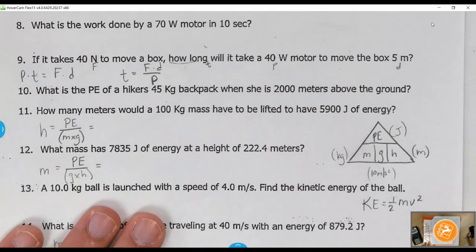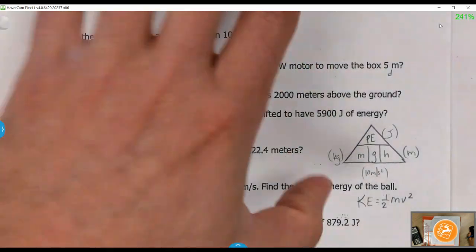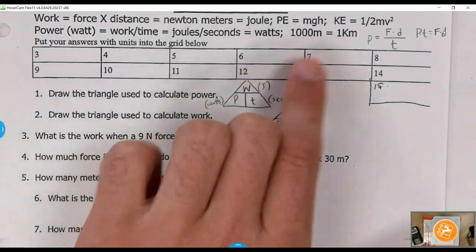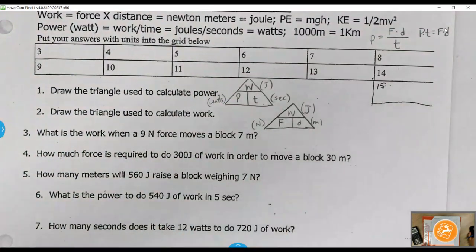All right, so you guys finish that up, do the work, show the work, get your answers, and then throw your answers to those also up here with the correct units.